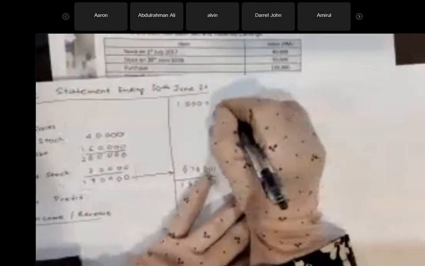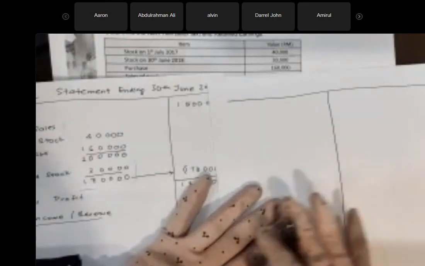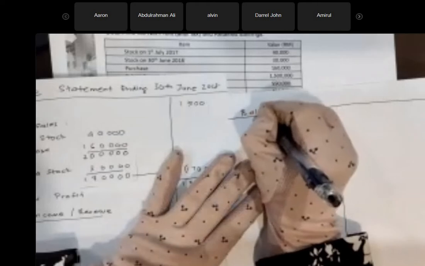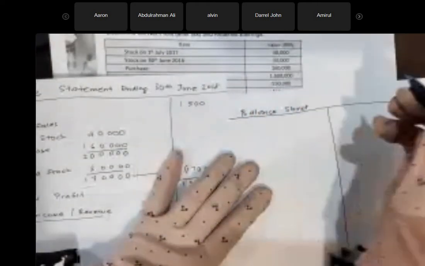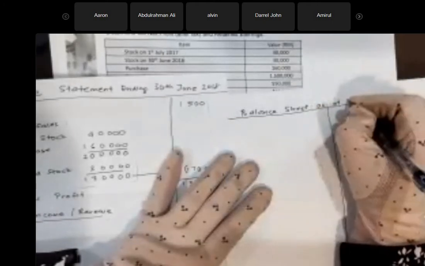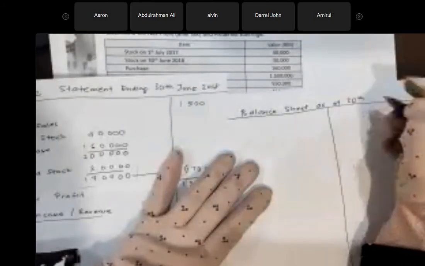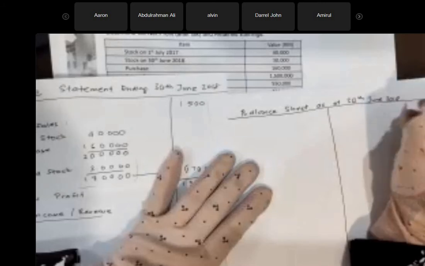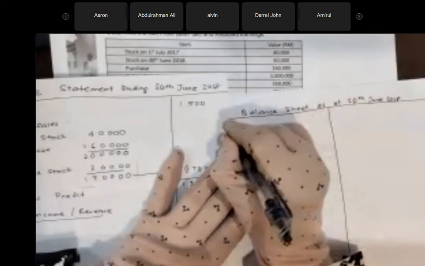I want to put balance sheet sekali. Okay, balance sheet normally we make it as T format. Kalau tak susah nak tengok dia punya balance. Okay, balance sheet as at 30 years, 2018. Okay, what do we have here?